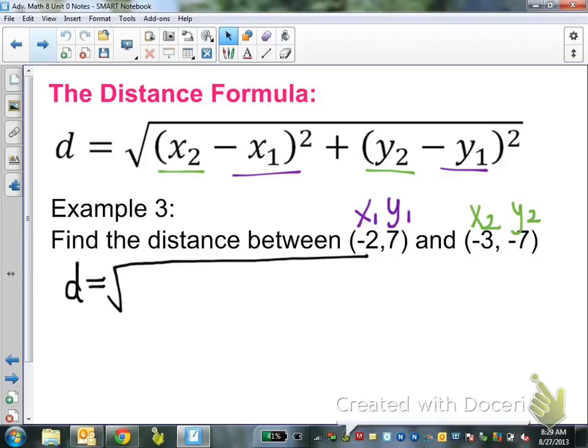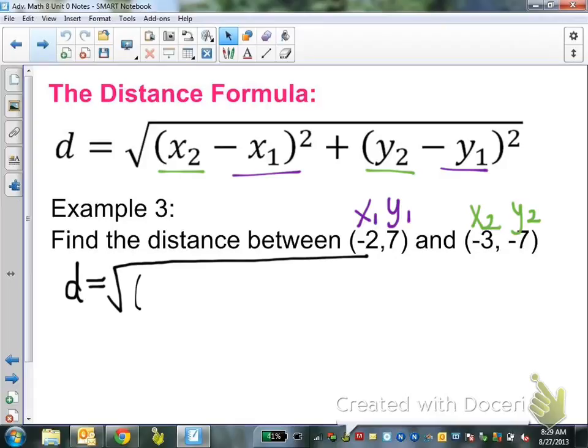The important thing, and why I have you label them at first, is because notice, here I have x2 first, and then when I get into my y's, I have y2 first. So you have to use the same point first when you're subtracting. Okay, so let's plug it all in.